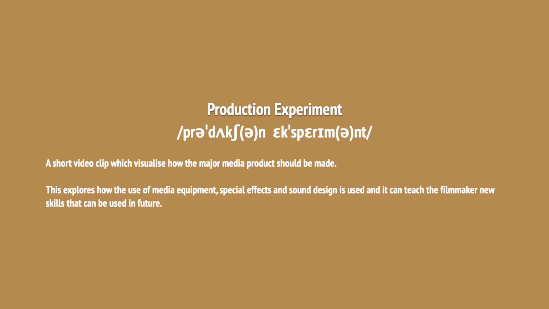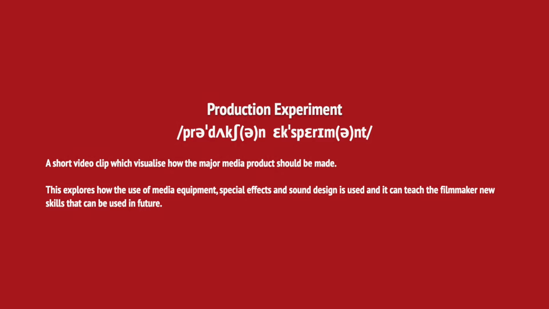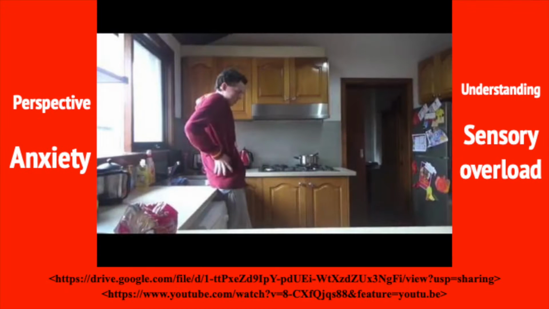I made a 20-second clip called A Production Experiment, a short video clip visualizing how the major media products should be made. This explores how the use of media equipment, special effects, and sound design is used, and it can teach the filmmaker new skills that can be used in the future. My short film aims to give the audience perspective and insight into the main character's experience by conveying his feelings of anxiety when his train gets cancelled.